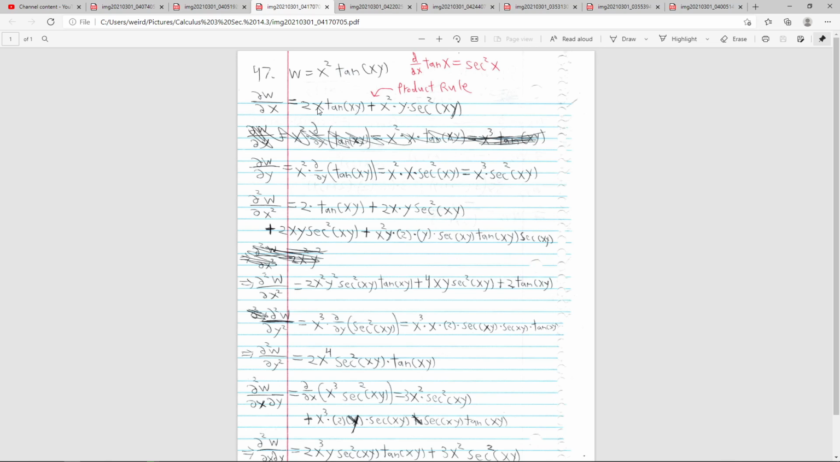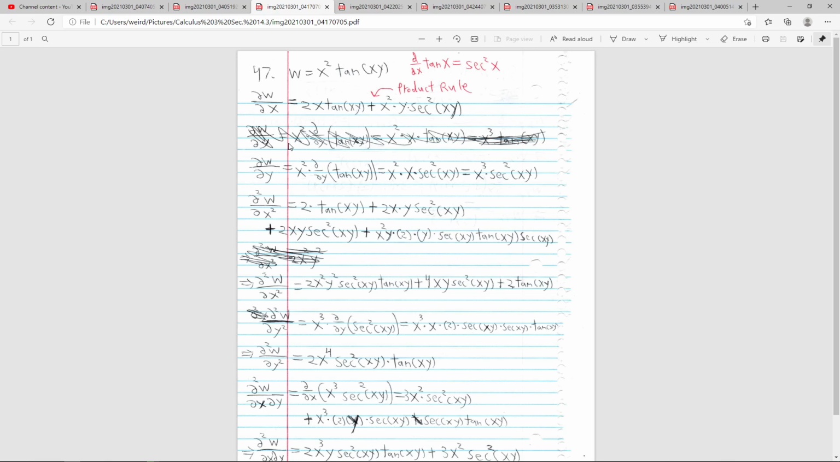So with respect to x, you have 2x, because you take that times the initial, this part, 2x tangent xy, plus x squared times y secant squared xy. The derivative of tangent xy is secant squared xy. Same thing, you have the derivative of the inside, which for xy is just y. That's where you get that from. It's pretty much the normal product rule, just a little bit more. You have to be used to it at this point.